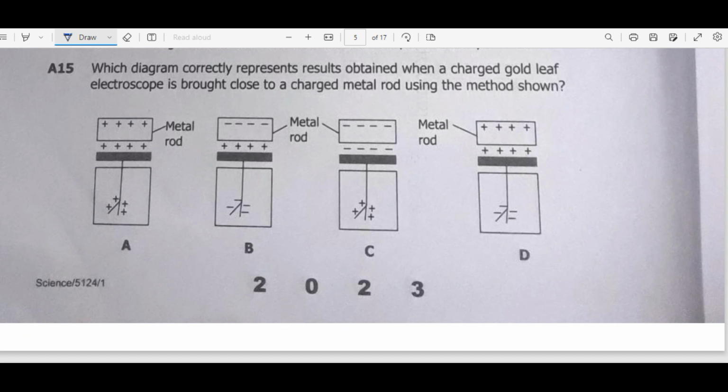Look at the nature. This has a negative charge. So the positive charge from the gold leaf will be attracted here. Then this will remain negative. There will be that repulsion between these and these. So as a result, this will deflect. So the answer is B.